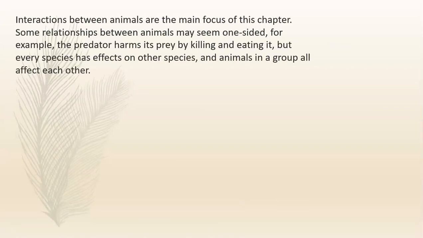So interactions between animals are the main focus of this chapter. We are talking about interactions of animals. Some relationships between animals may seem one-sided. For example, the predator harms its prey by killing and eating. But every species has effects on other species, and animals in a group all affect each other.